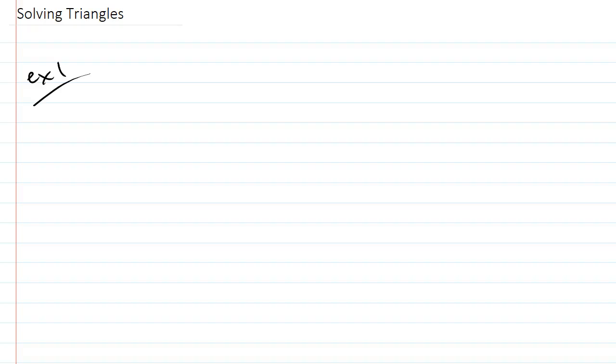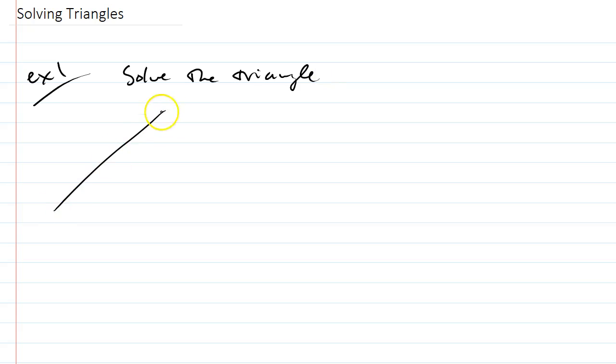Now for solving triangles. There's actually a couple things in this lesson. First of all, we're going to talk about what solving is and how to solve a triangle using trig. But then we're also going to have problems that have multiple steps, and so we'll walk through one of those. For example, they might say, solve the triangle, which means you have to find all the angles and all the sides.